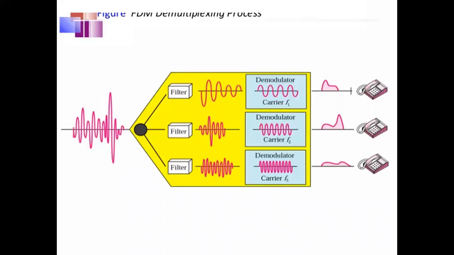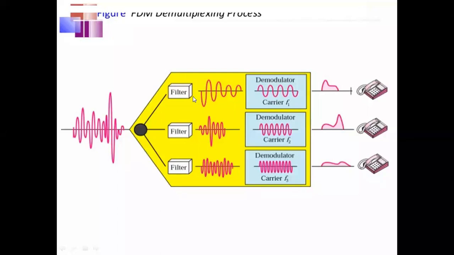Here the composite signal is received. The first filter only allows the first signal frequency. The second filter allows only the second signal frequency. The third filter allows the third signal frequency. The filters are designed in such a way. Now the demultiplexing filters play a vital role.